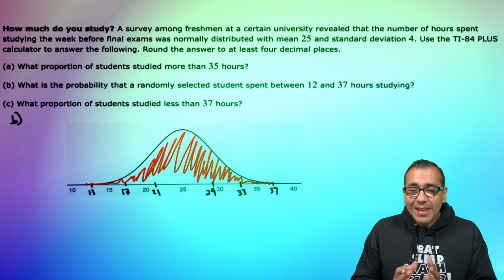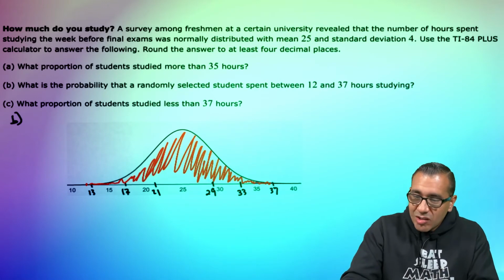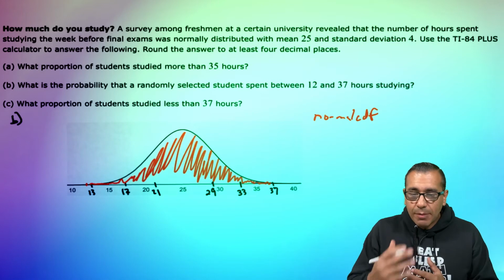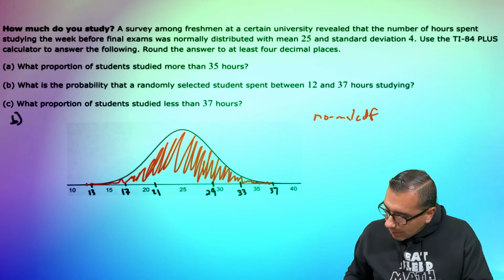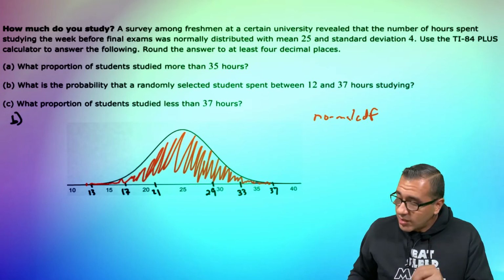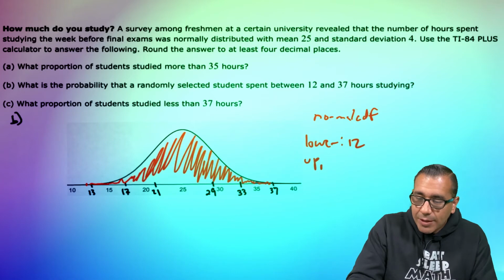So let's do the math so that we can see exactly what that proportion is. All right, let's jump in here. We know we're going to use normal CDF, that program again, because we want the area, we want that probability. Go to second vars, number 2, which is normal CDF. Our lower this time is 12, our upper is 37, our mean is 25 and our standard deviation is 4.